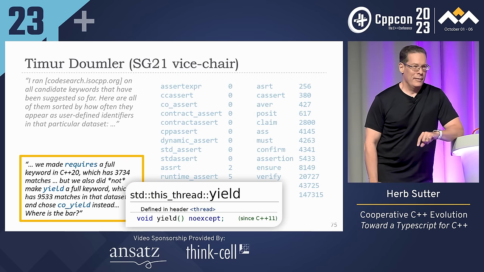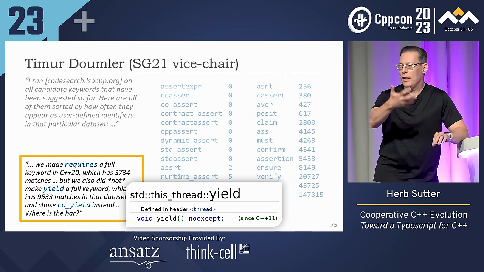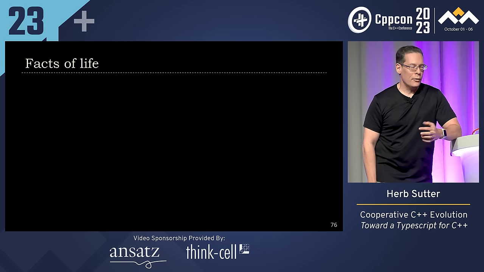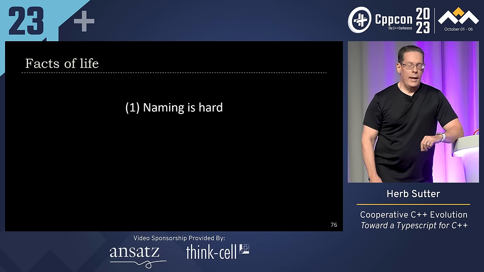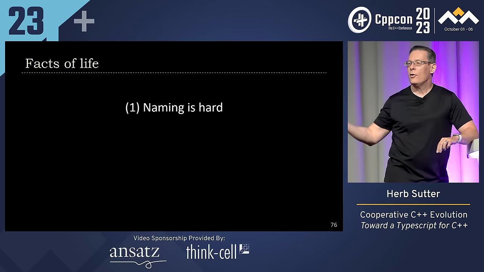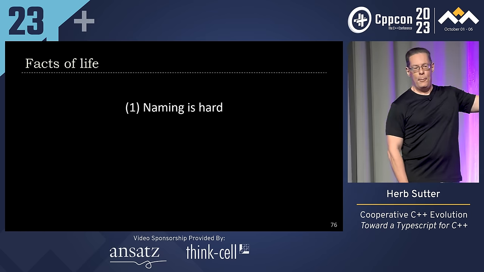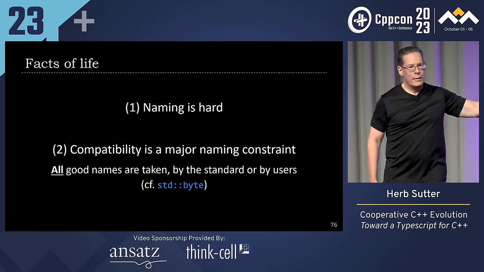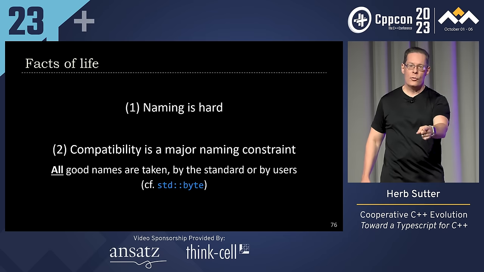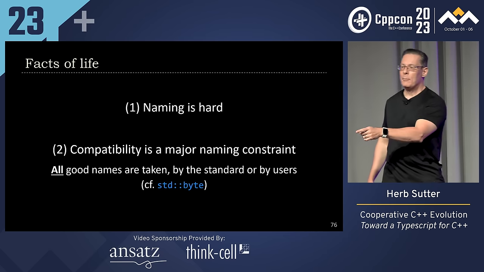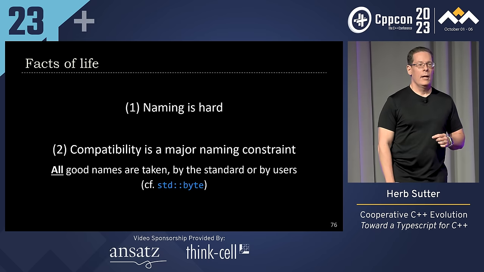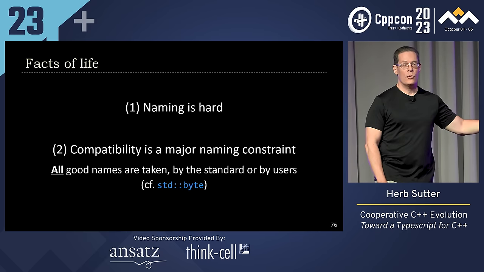And there's a learning here. I'm showing you this because it gives you an insight into the care and thoughtfulness that goes into standardization, but it also illustrates a principle. We all know naming is hard when you find names for things, even when you get to invent brand new names. But compatibility is a major naming constraint. All the good names are taken as soon as you ship version one, because if you didn't take them in your standard library, your users wrote variables and classes with those names. All the good names are taken as soon as you ship version one.